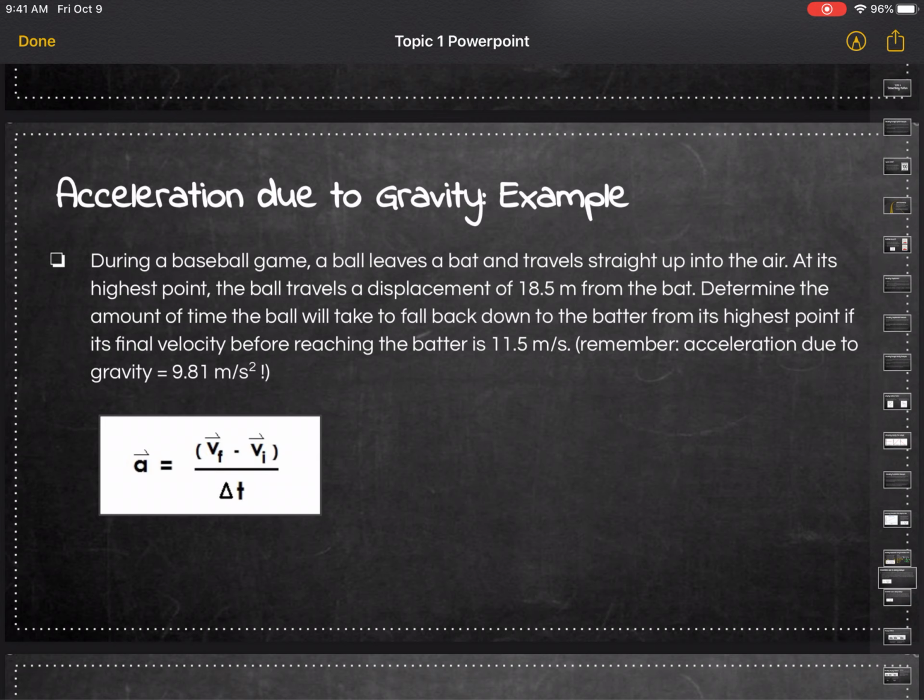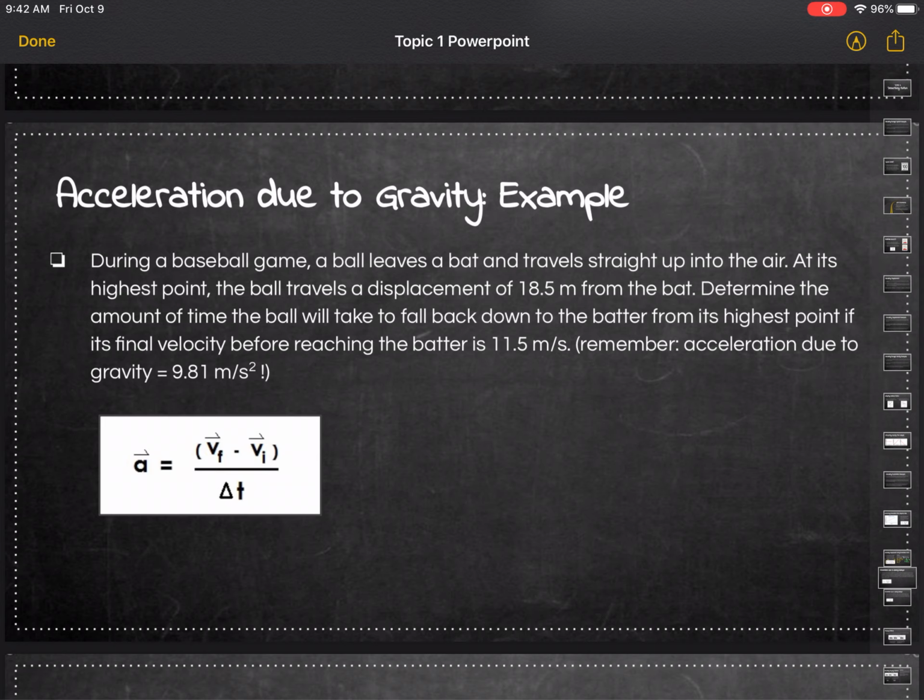This is during a baseball game. A ball leaves a bat and travels straight up into the air. At its highest point, the ball travels at a displacement of 18.5 meters from the bat. Determine the amount of time the ball will take to fall back down to the batter from its highest point if the final velocity before reaching the bat is 11.5 meters per second. Remember, acceleration due to gravity.